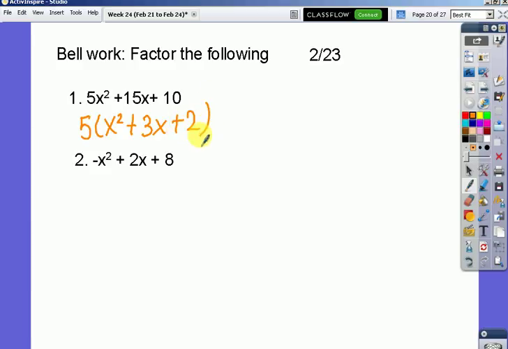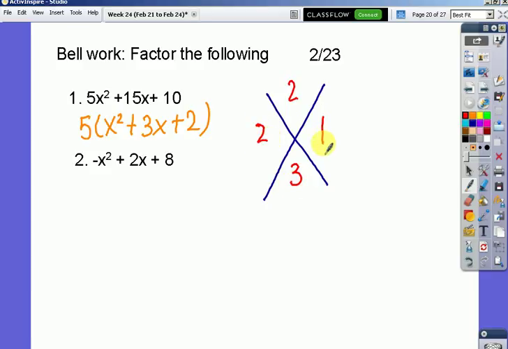Then at this point, if you're comfortable with the x method, that's what you'll be doing. What goes on the top? 2. What goes on the bottom? 3. What are my p and q? Yep, 2 and 1.